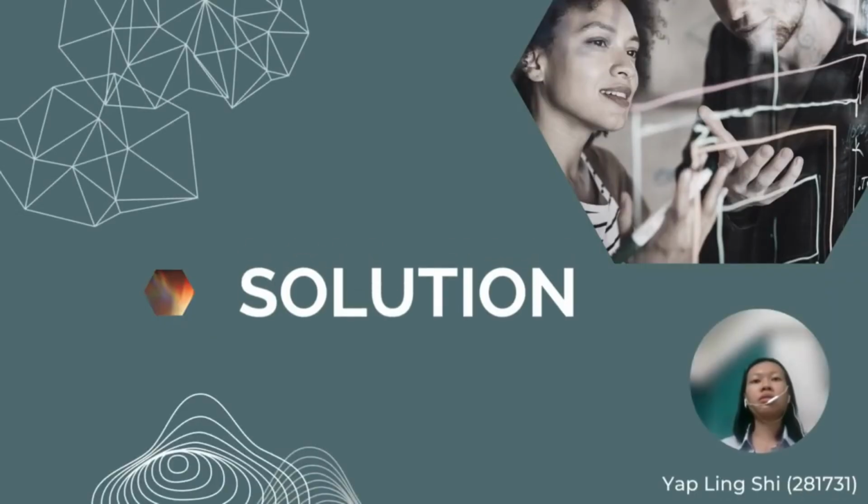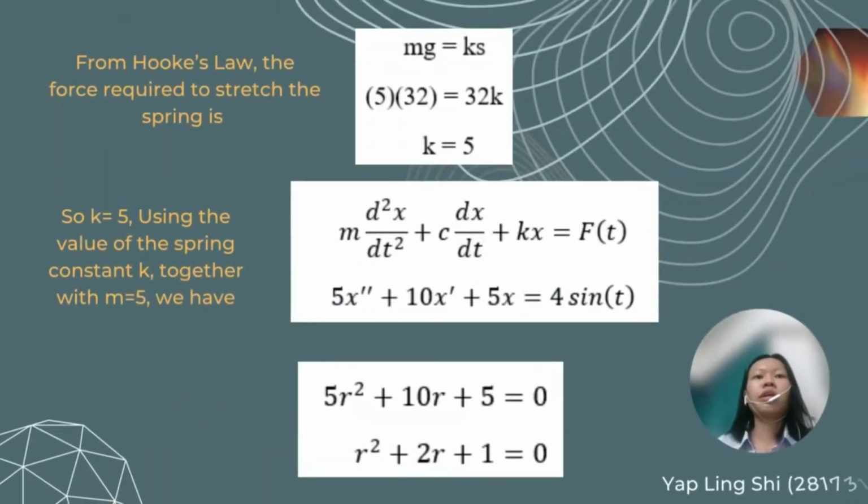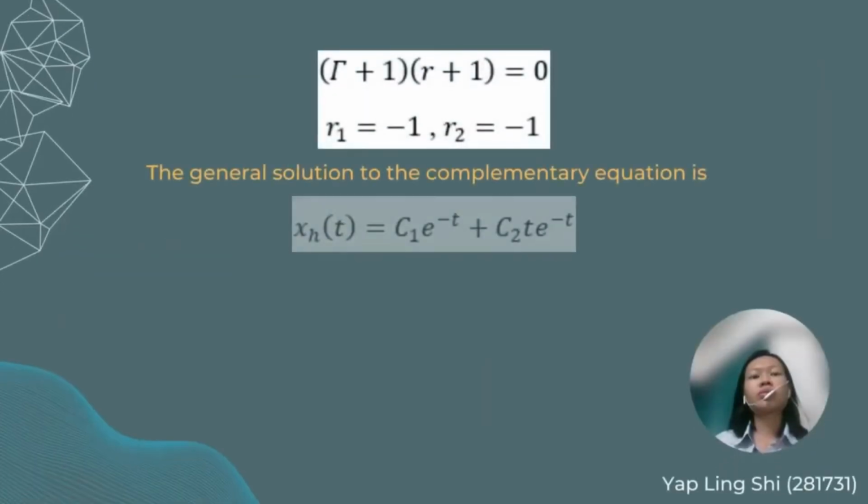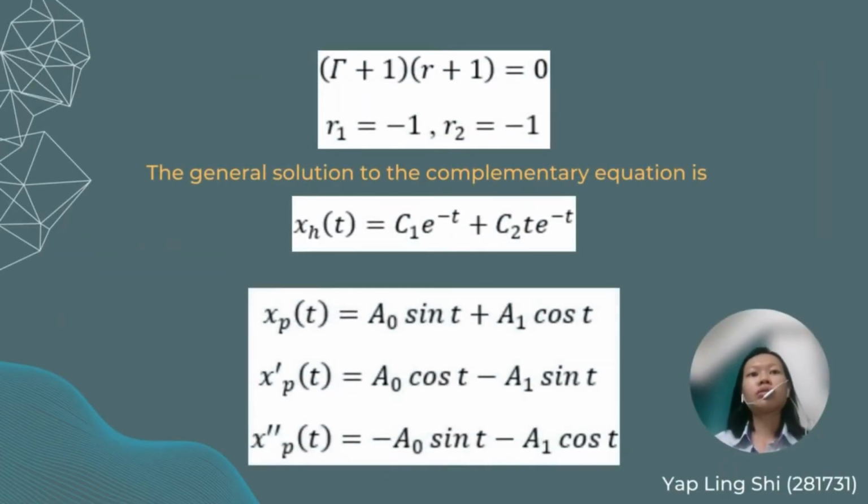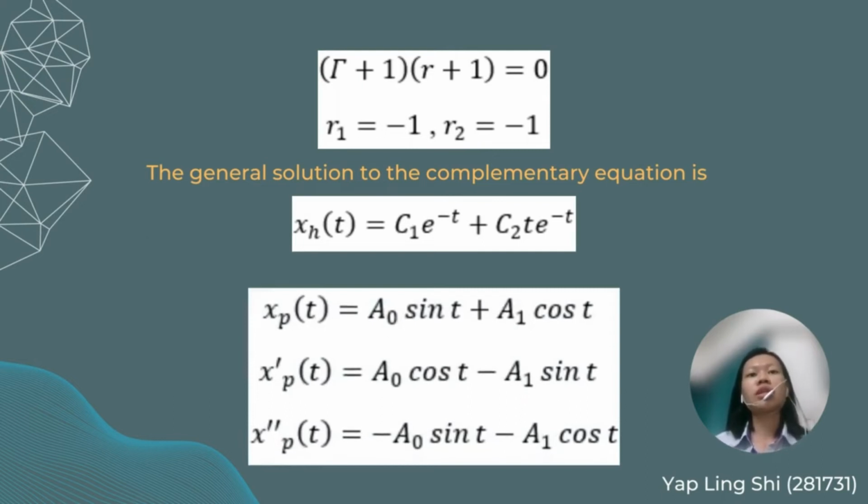I'm Yap Ling Su with the matrix number 281731. I will present about the solution. First, we use the formula mg equals ks to find the value of k. After that, we substitute in the equation and we get 5x double prime plus 10x prime plus 5x equals 4 sin t. To find the general solution of the complementary equation, we are required to find the root of the equation 5r squared plus 10r plus 5 equals 0. We get two same roots, which is -1. Then the general solution to the complementary equation is xh(t) equals c1 e to the power of negative t plus c2 t e to the power of negative t.